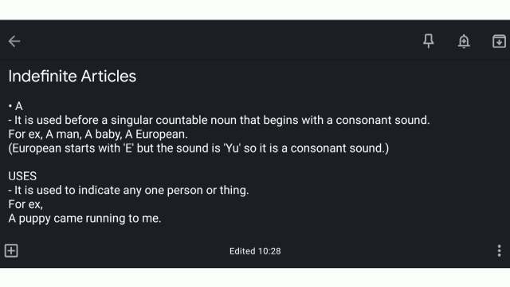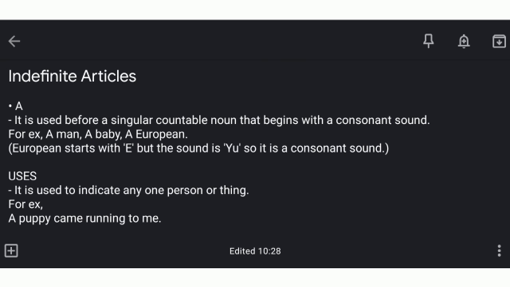Now we will talk about these three articles in detail. We'll talk about a first. A is used before a singular countable noun that begins with a consonant sound. A is always used before a noun which we can count, which is countable and singular. It's not plural, it is singular. And it also begins with a consonant sound. Now, which one is the consonant sound? There are 5 vowels: A, E, I, O, U. Apart from this, all the letters are consonant sounds.